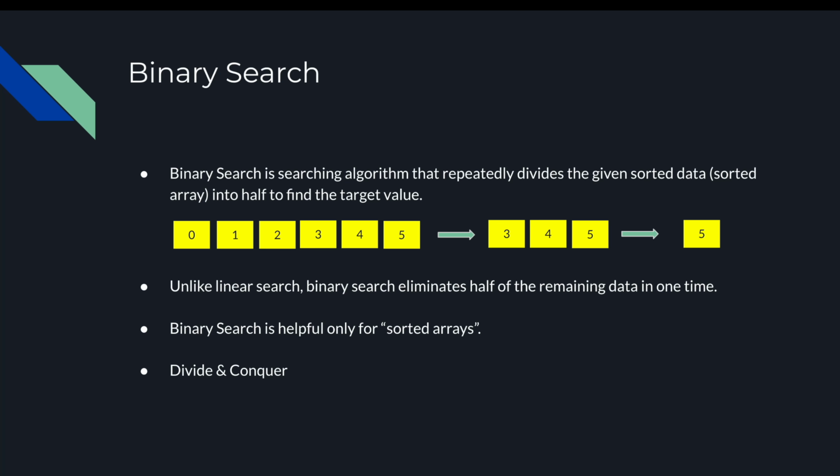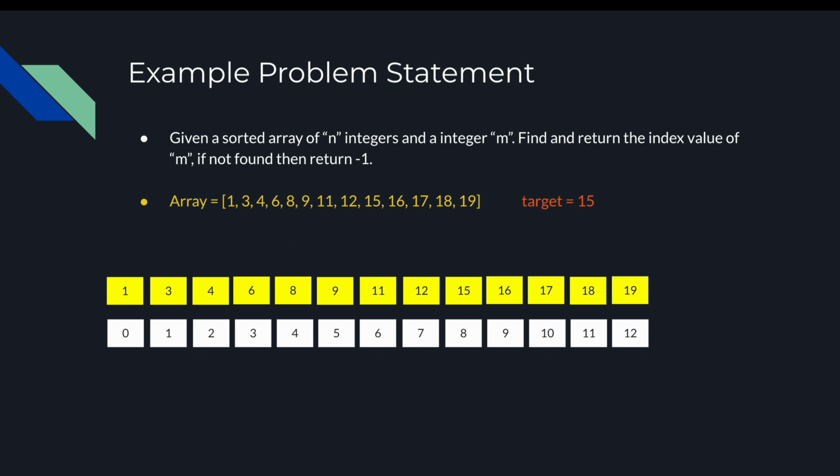Alright, now let's try to solve a problem statement to understand it properly. Here is my problem statement. Given a sorted array of n integers and an integer m, find and return the index value of m. If not found, then return -1. Here is our example array and we need to find the index value of 15. Let's see the solution of this problem statement visually first and then we will write code for it.